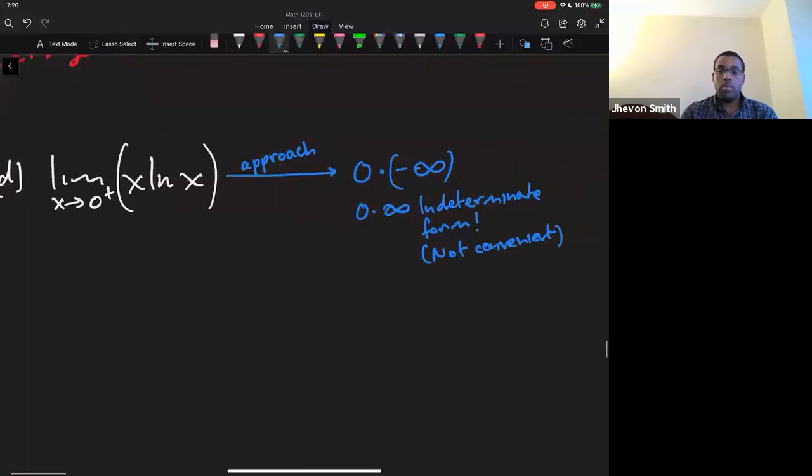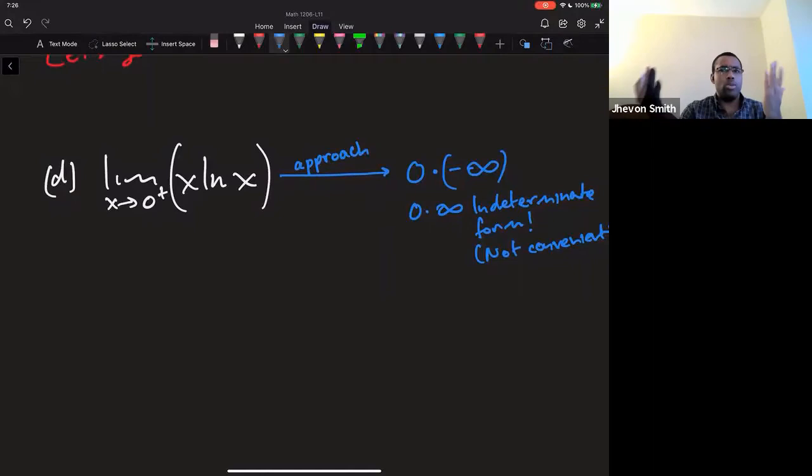It's indeterminate because you have 0 times infinity. Who's going to win? Is it 0? Is it infinity? Not clear. And by the way, you can know the logarithm approaches negative infinity because you know the graph: as you get close to zero, the logarithm goes down and down.